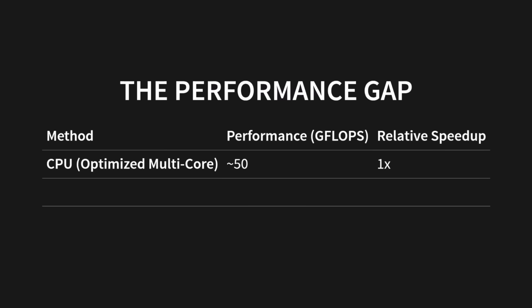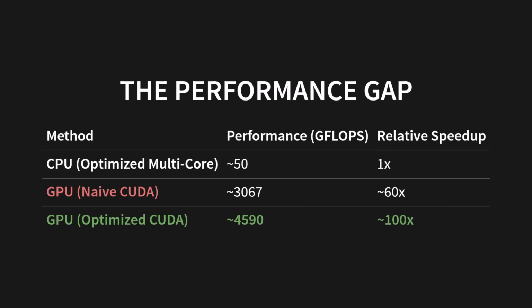This is the performance gap. An optimized multi-core CPU gets us about 50 GFLOPS. That's our baseline. We'll call that 1x speed. Now, a naive CUDA implementation on a GPU gets us to around 3067 GFLOPS. That's a 60 times speed up, but that's not where we stop. The optimized CUDA code, the code I just showed you, gets us to almost 4600 GFLOPS. That's nearly a 100 times speed up.